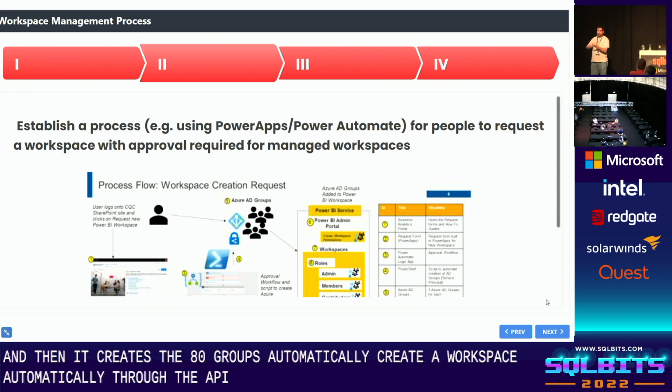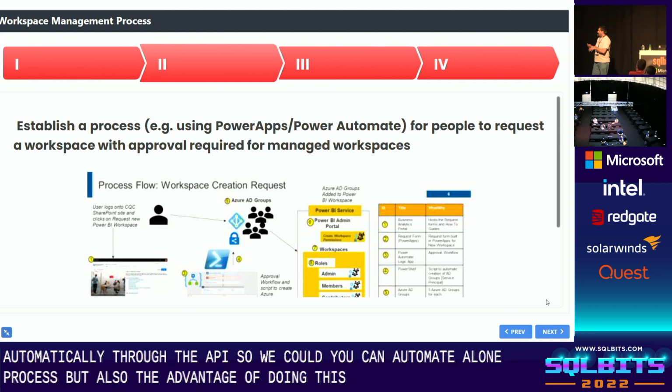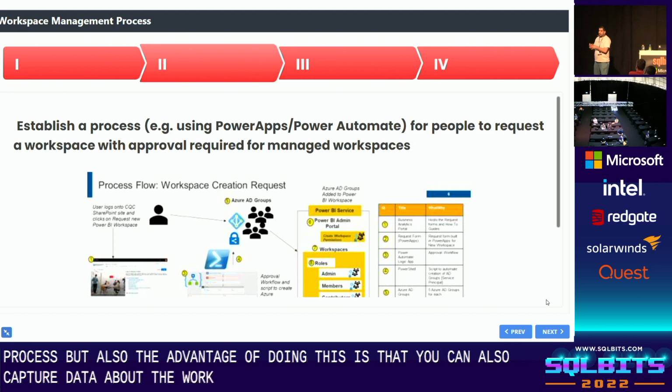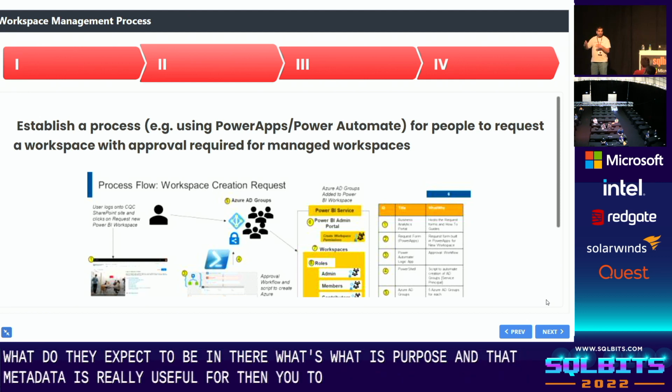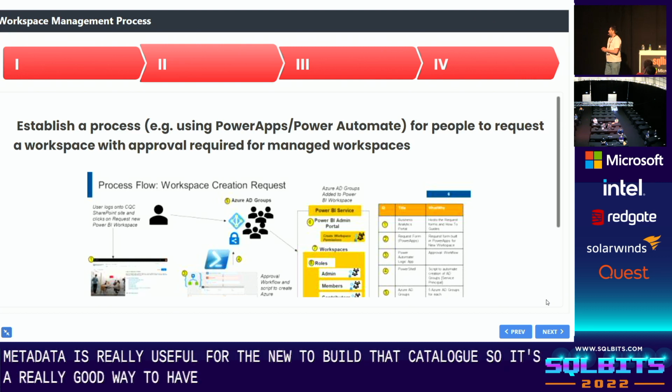So you can automate a lot of this process, but the advantage of doing this is that you can also capture data about the workspace. You know, what kind of data, who the owners are, what they expect to be in there, what its purpose is, and that metadata is really useful for then building that catalog. So it's a really good way to have both pieces of information.